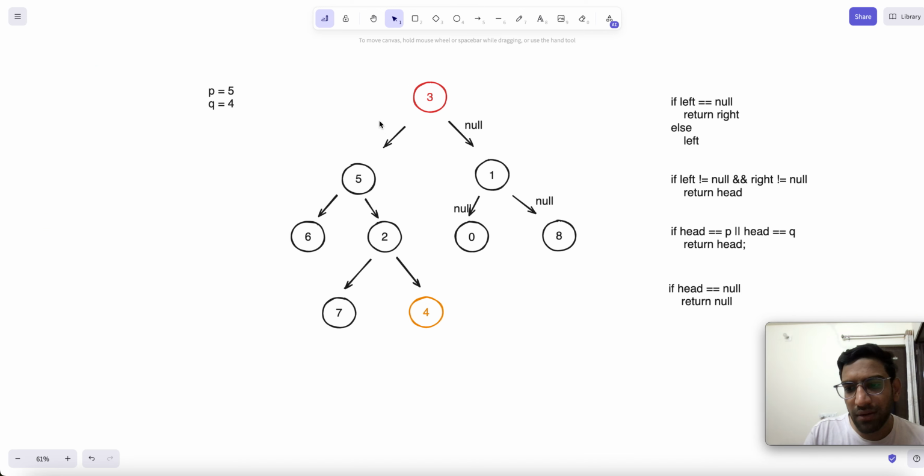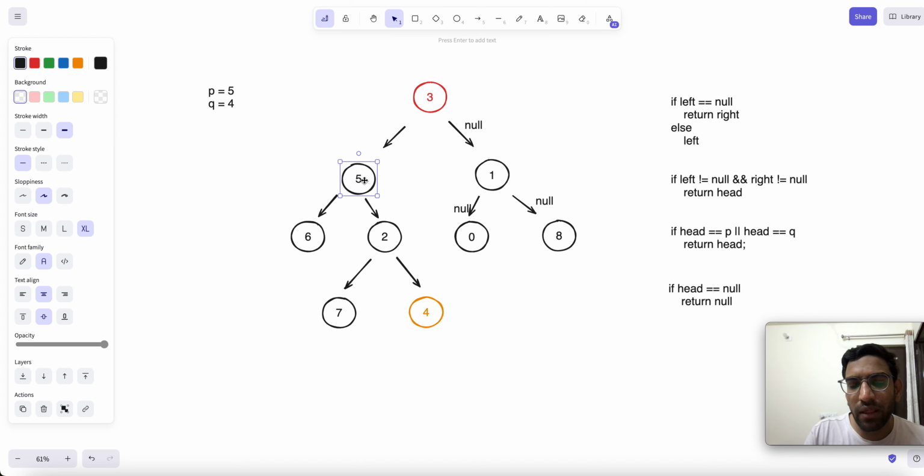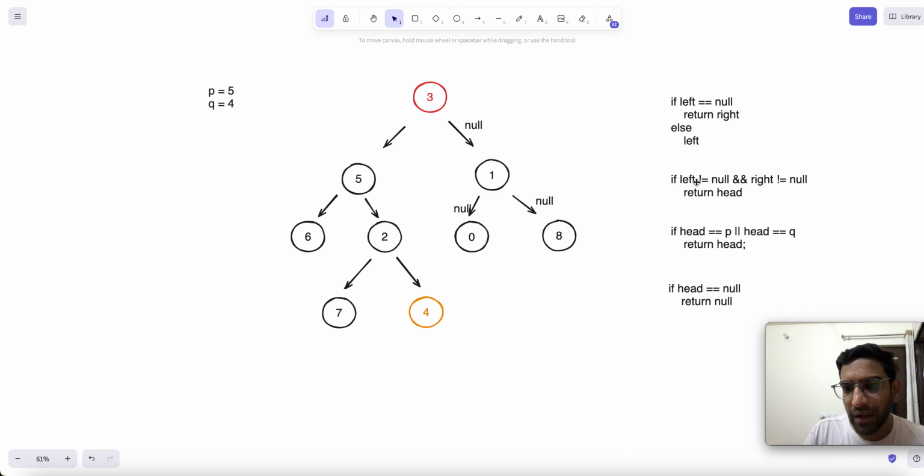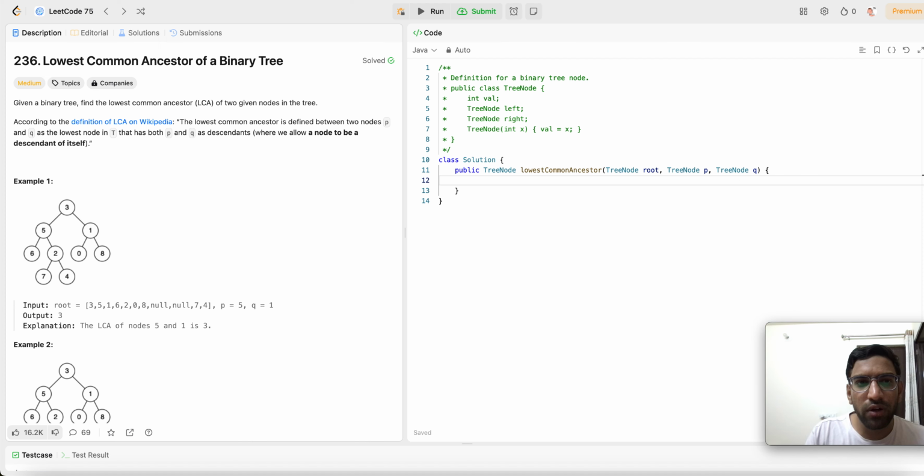Another case, which we have discussed before, is where one node exists in our left side and one exists in our right side. That case we are handling from our second case, when our left is not equal to null and right is not equal to null. And another case is when both P and Q exist either in our left side or in the right side. That case also we have handled from our second condition or our third condition. So I hope you got the solution. Now let's do the coding part.